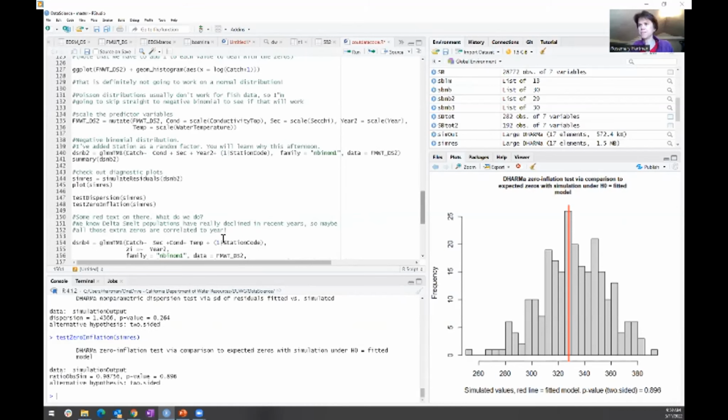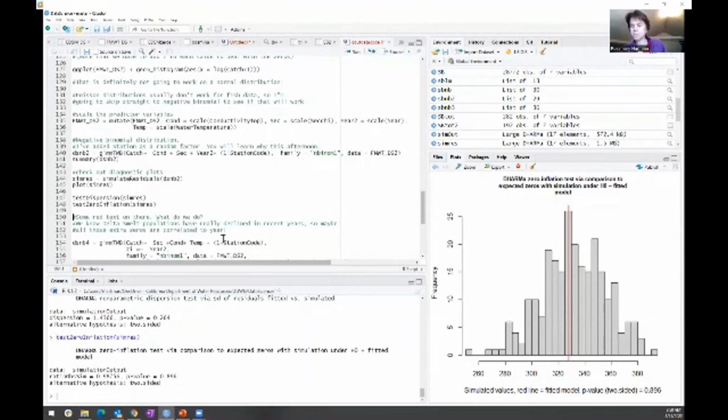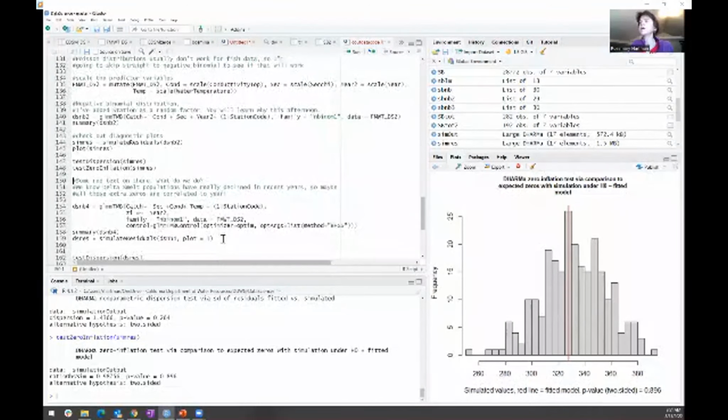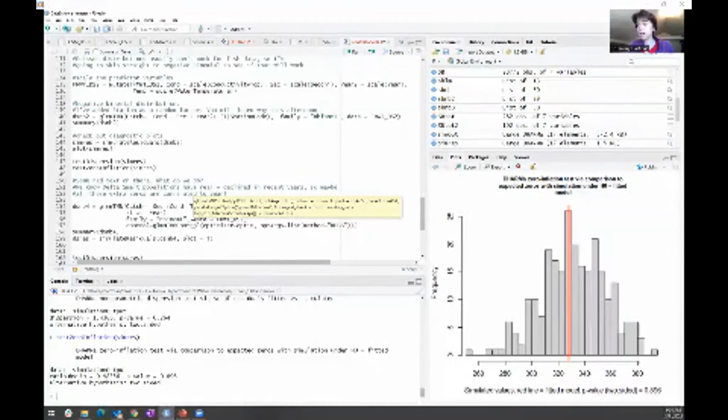So what should we do about it? This is where we have to think, okay, we know there are a lot of zeros. Are there factors that might be causing the zeros that are different than the factors causing the counts? So with delta smelt, we know that there's been a long-term decline. We also know that they tend to follow Secchi depth, conductivity, and temperature, but we've seen this decline that isn't really tied to changes in Secchi depth, conductivity, and temperature. So maybe those extra zeros are best modeled by the year of collection, rather than Secchi depth, conductivity, and temperature.